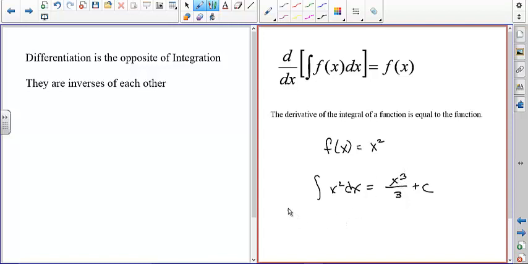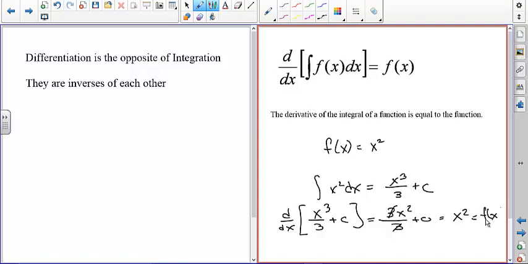So then if I take the derivative with respect to x of what I just got, the derivative of the first one is going to be 3x squared divided by 3 plus 0, because the derivative of a constant is 0, and the 3's cancel out, and I get x squared, which is equal to f of x. So that's demonstrating that if you take the derivative of the integral or the integral of the derivative, you end up where you started.